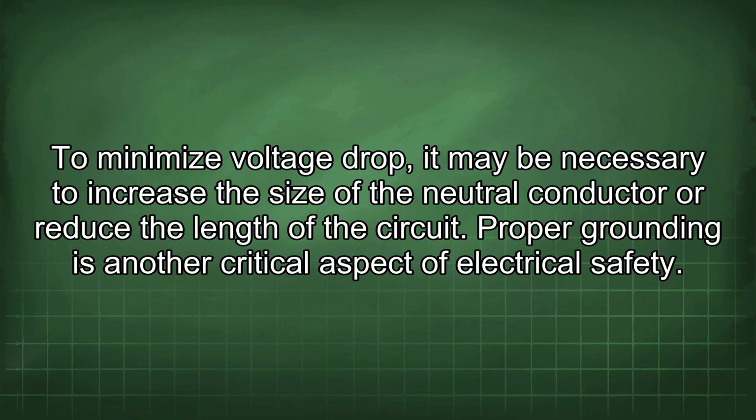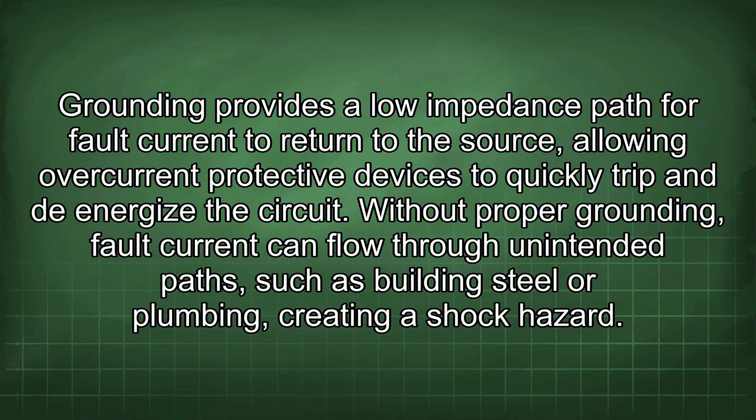of the circuit. Proper grounding is another critical aspect of electrical safety. Grounding provides a low impedance path for fault current to return to the source, allowing overcurrent protective devices to quickly trip and de-energize the circuit. Without proper grounding, fault current can flow through unintended paths such as building steel or plumbing, creating a shock hazard.